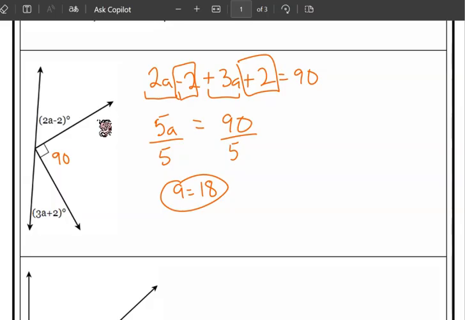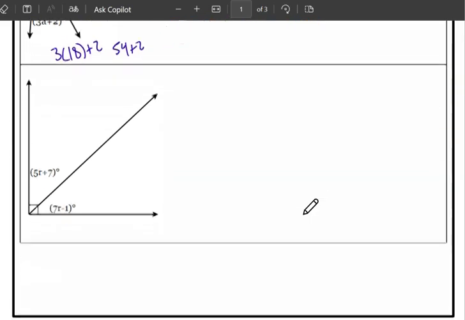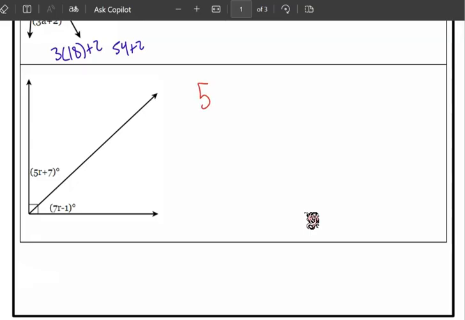Now, if we want to find the specific angle measurements, we would evaluate each expression where A is equal to 18. We have 34 degrees and 56 degrees. Let's look at this example. They are complementary angles. They add up to 90 degrees.